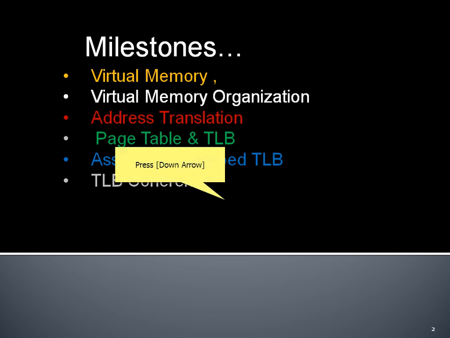Also, for translation lookaside buffer coherence, we need to maintain a consistent record that reveals the latest updated information about the various pages and their movements, whether a page is old or updated. All that consistency will be observed. Finally, how to handle the page fault technique will also be discussed. So these are the milestones in this discussion.